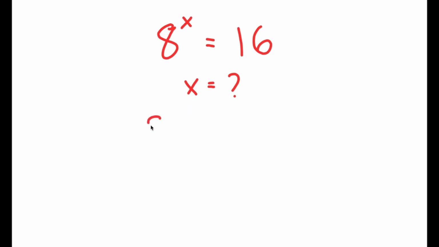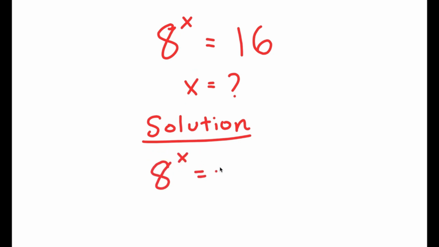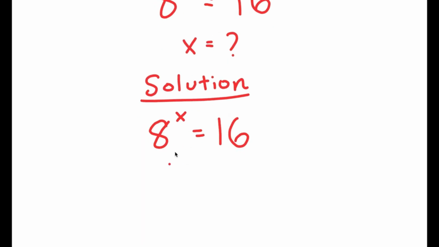Alright, so in this problem, I have 8 to the power of x is equal to 16. So I want to find the value of x here. So for my solution, I'm going to start by rewriting my equation here. So my equation is 8 to the power of x is equal to 16. Now, before we start doing anything, let's just inspect this problem real quick.